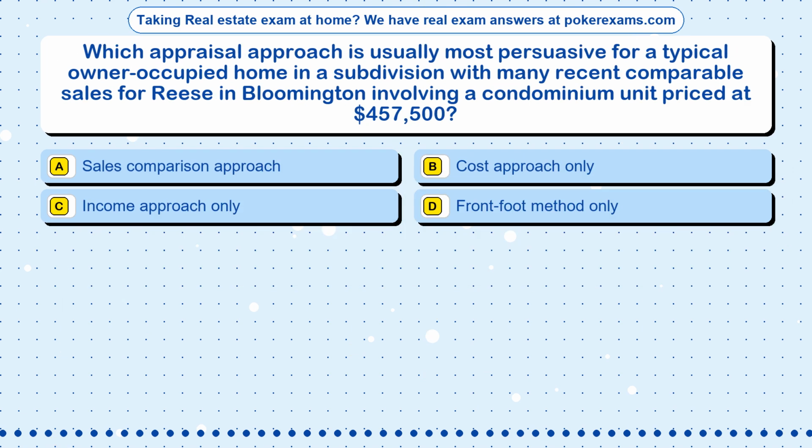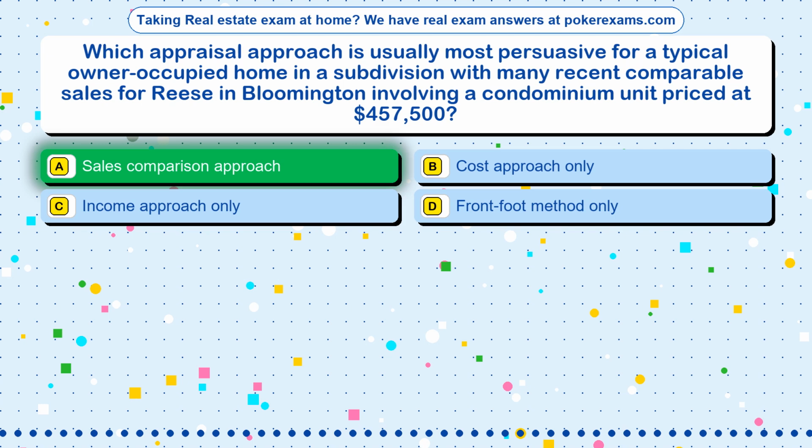Question 21. Which appraisal approach is usually most persuasive for a typical owner-occupied home in a subdivision with many recent comparable sales for Reese in Bloomington involving a condominium unit priced at $457,500? Option A, sales comparison approach. Option B, cost approach only. Option C, income approach only. Option D, front foot method only.